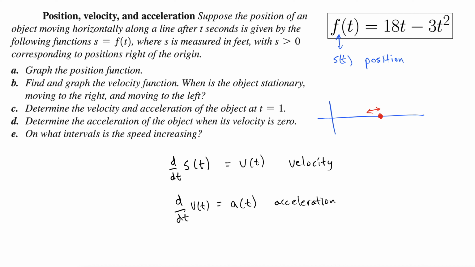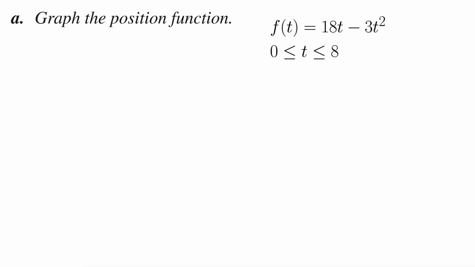So let's step through this example one piece at a time, starting with part A. Part A says graph the position function, and this f of t is the position function, and it's actually a parabola. Believe it or not, it might not look like it, but let's rewrite it. F of t equals negative 3t squared plus 18t. And now you can see that perhaps this is a parabola because of the t squared, and this negative 3 in front tells us that it opens down.